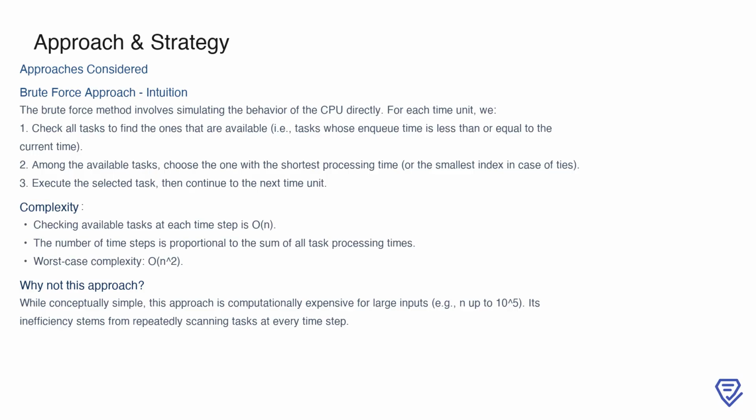While this approach is straightforward and intuitive, it comes with significant computational costs. Specifically, checking all tasks at every time step takes O(n) time, and since the number of time steps can be proportional to the sum of all task processing times, the worst-case complexity becomes O(n²). This makes the brute force approach impractical for large inputs, such as when the number of tasks reaches 100,000, due to its inefficiency in repeatedly scanning the task list.